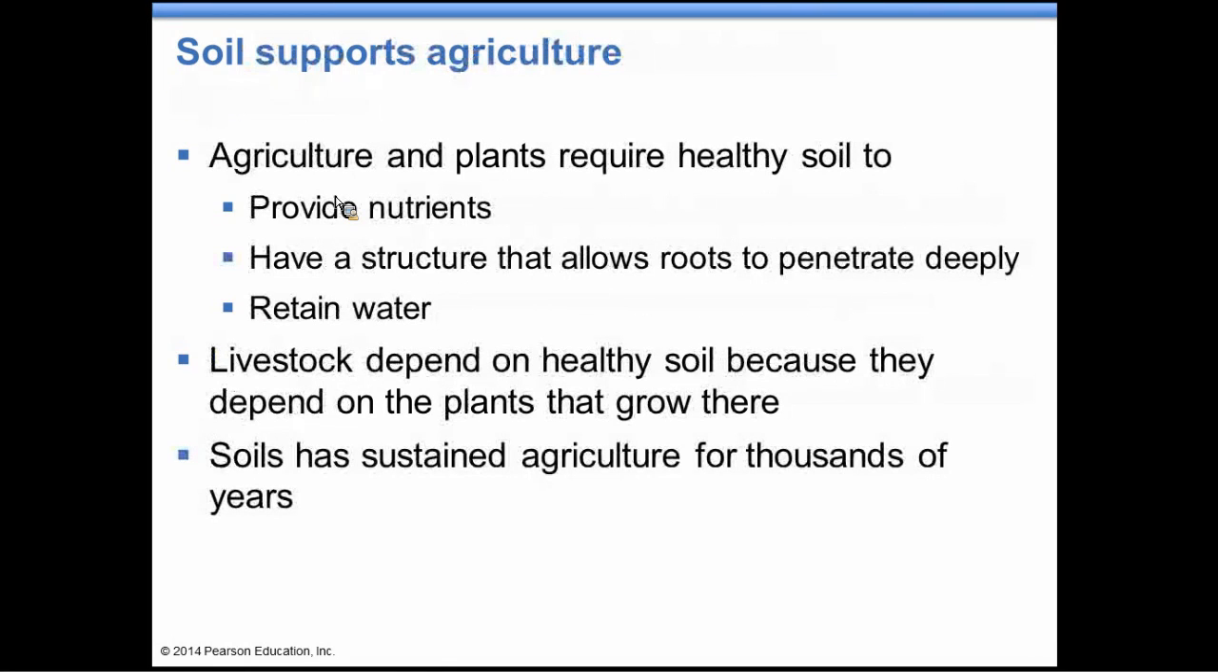So soil supports our agriculture. Agriculture and plants require healthy soil to get the nutrients that they need, to allow the root structure to adequately hold up the plant and to retain water. Livestock then depend on healthy soil because they depend on the plants that are going to grow there. And soil has sustained our agriculture for thousands of years.